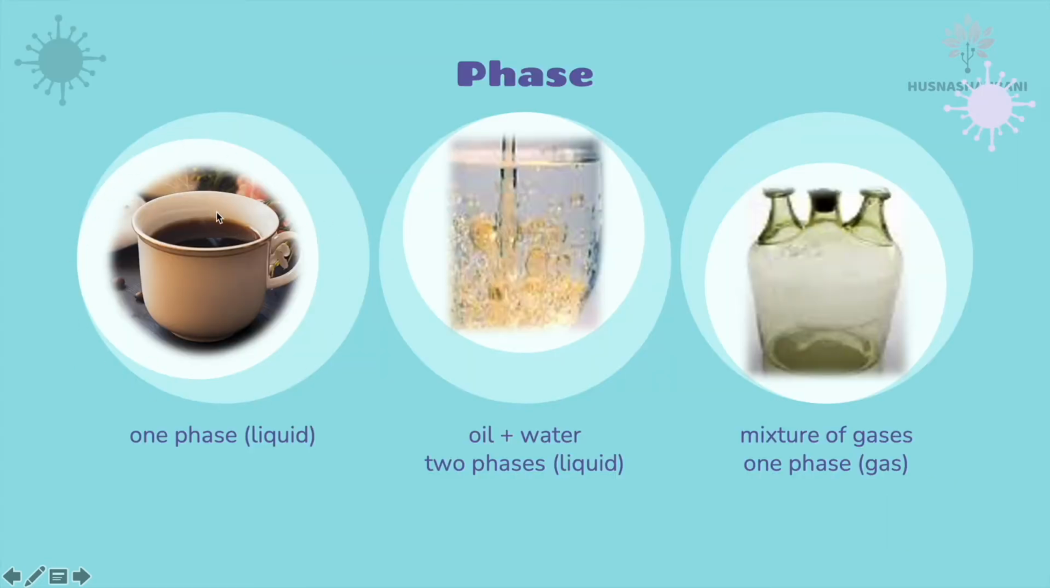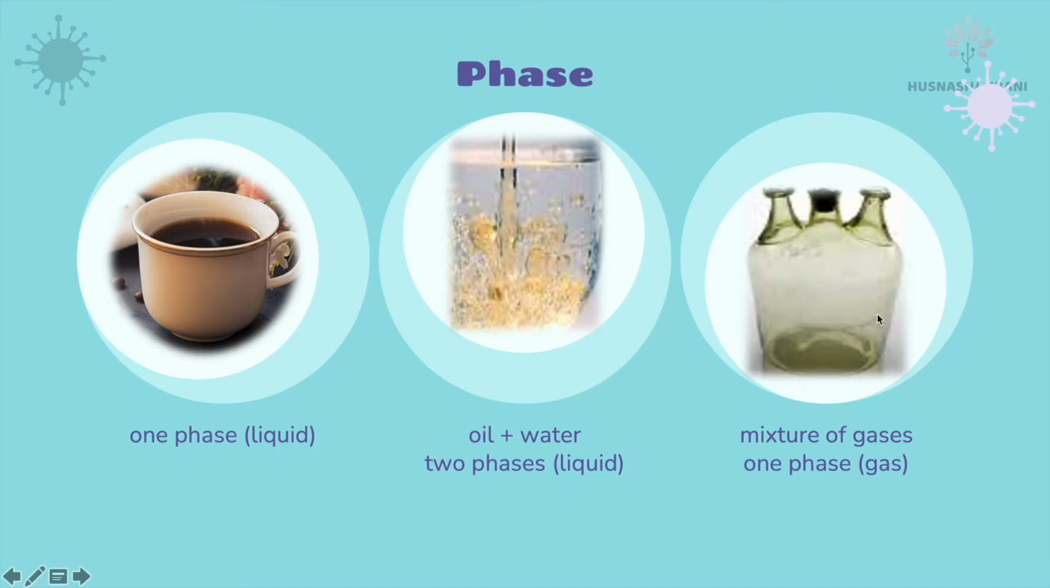Example, a cup of coffee, one phase, liquid, because you cannot differentiate the coffee from the water. So it's a solution of coffee, one phase. This one, oil plus water, two phases, because you can differentiate which one is oil, which one is water. Both are liquids, but you can differentiate them, so it's two phases.